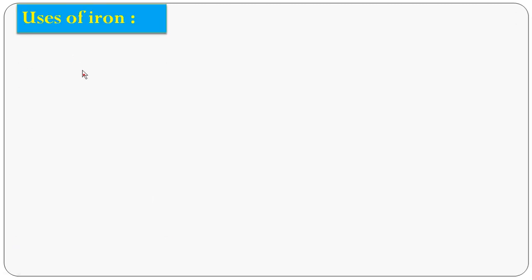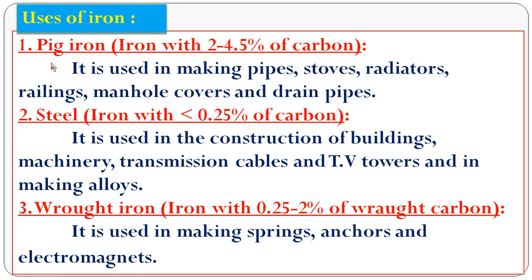Now come to the uses of iron. Here the first one, pig iron. Pig iron contains impurities of 2 to 4.5% of carbon. So this pig iron is used in pipes, stoves, radiators, railing. Railing means railway track, manhole covers and drainage pipes.